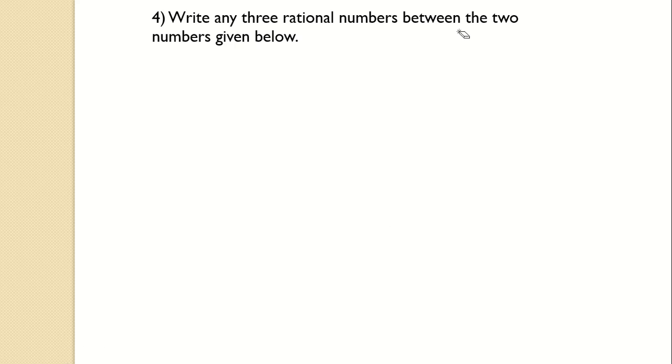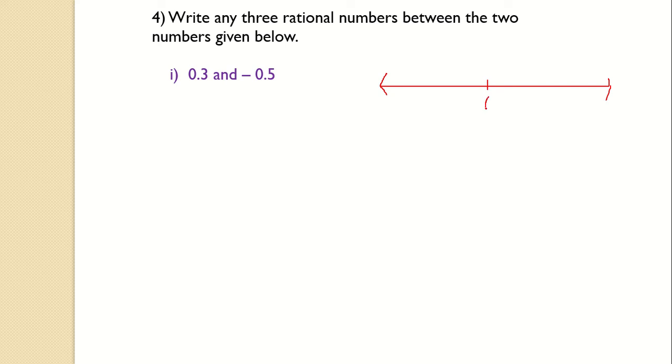Write any 3 rational numbers between the 2 numbers given below. Now this is easy. Between any two rational numbers, there are infinitely many more rational numbers, and you are just asked to write any 3 numbers between those 2.